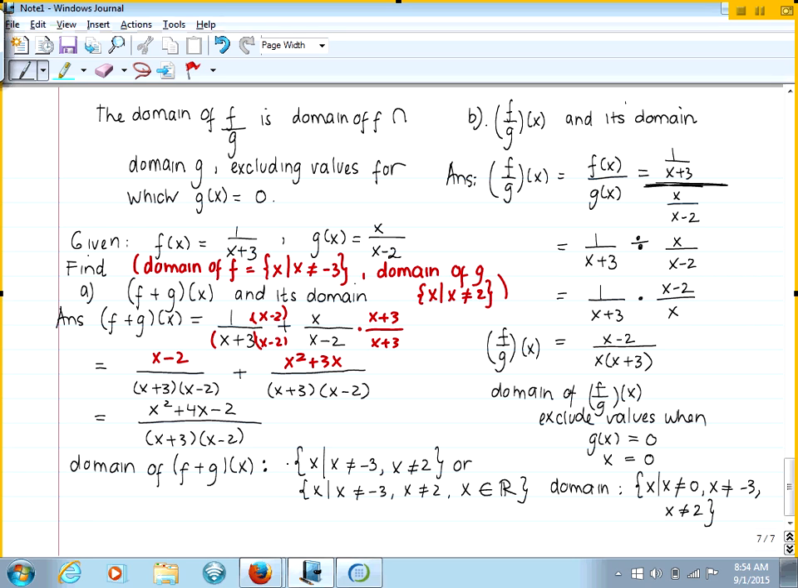All right. So far, so good. So we use the answer here, and then you have to do one more when g of x is 0.